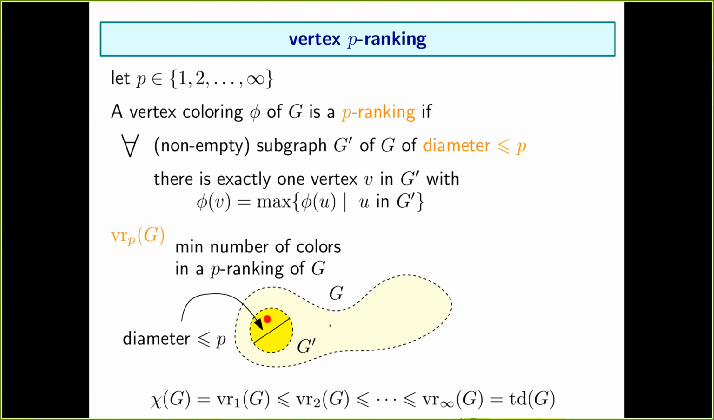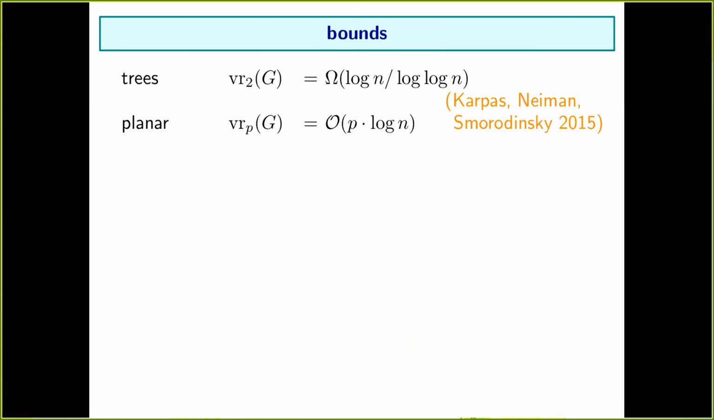And here is the visualization: you have a graph, and for every connected subgraph of diameter at most p there is a vertex that carries the maximum color, and this maximum color appears only there. So again, we have this chain of inequalities, and on one side we coincide with tree depth, and on the other side we coincide with the chromatic number. But here the situation is quite different. You see the bounds, where n is the size of the graph, the number of vertices, and already for trees the second vertex ranking chromatic number grows with n. This is a very different situation.